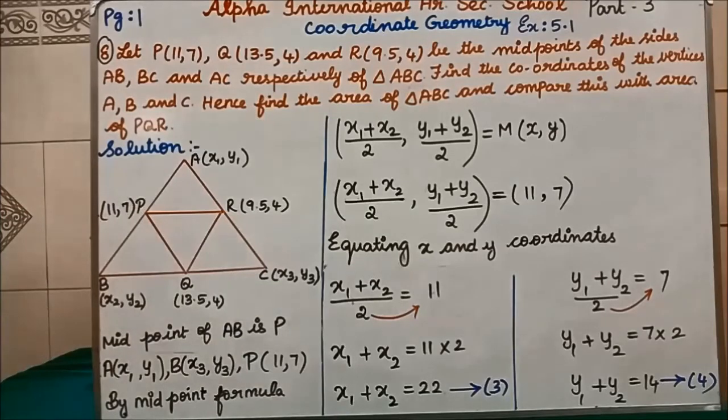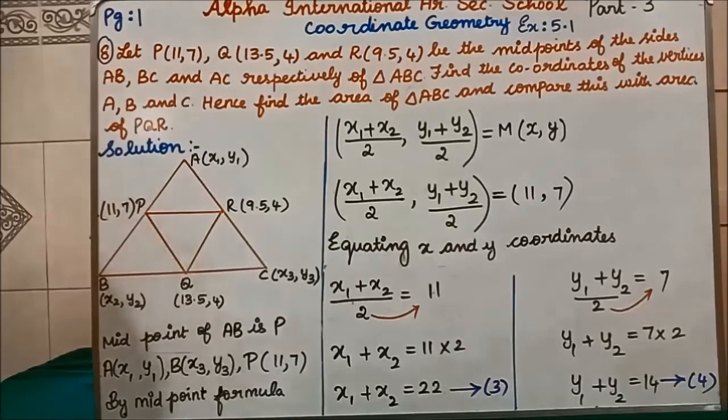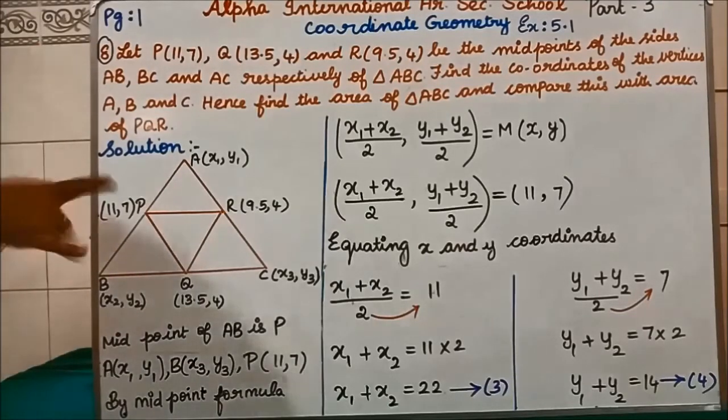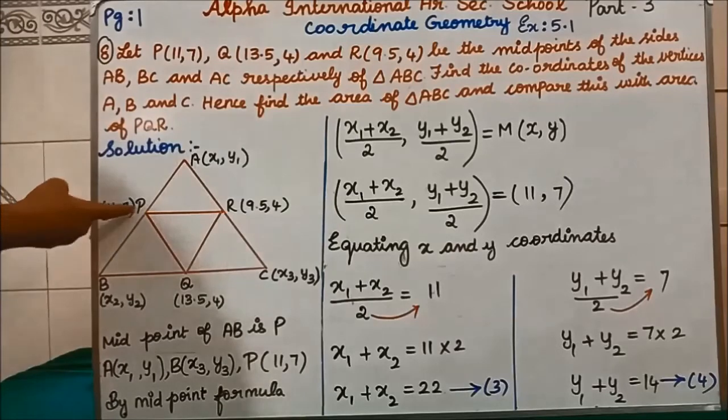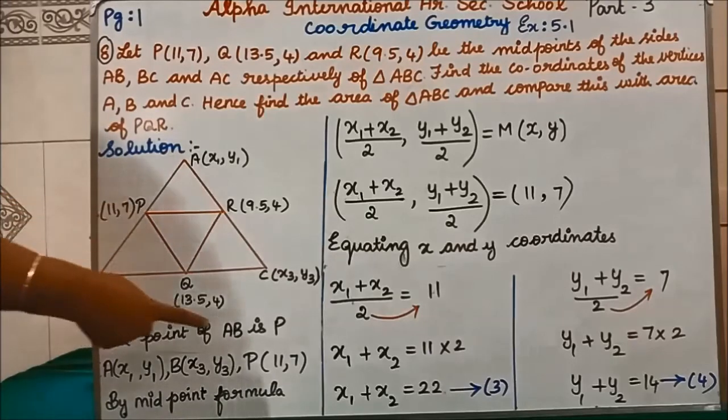For that, the formula we are going to apply is the midpoint formula. Why? Because it is said in the question that P is the midpoint of side AB. So using the midpoint formula we are going to find them now. First we take the midpoint of AB as P. Similarly, the midpoint of BC is Q, and the midpoint of AC is R. All three sides we are going to take one by one. First, the midpoint of AB is P.